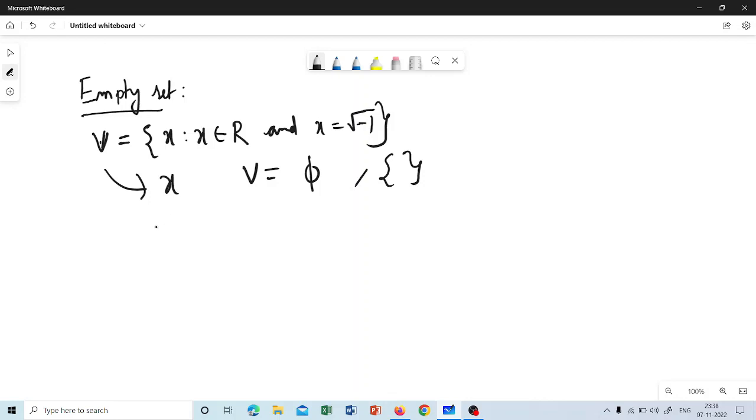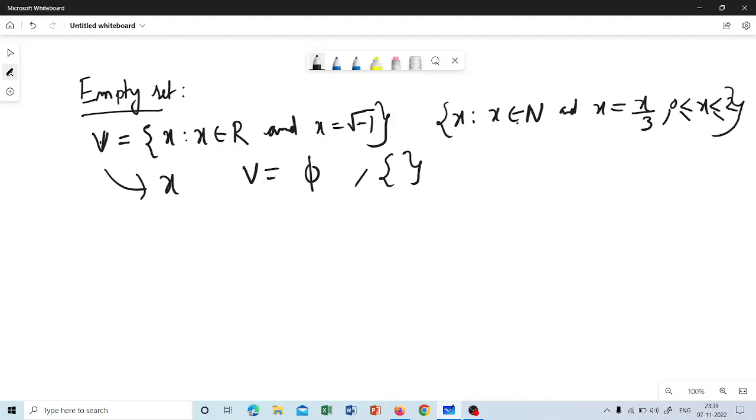Similarly, I'll give one more example, if this seems very abstract. V is equal to x such that x belongs to natural numbers, and also x is equal to x by 3, where x is varying from 0 to 2.